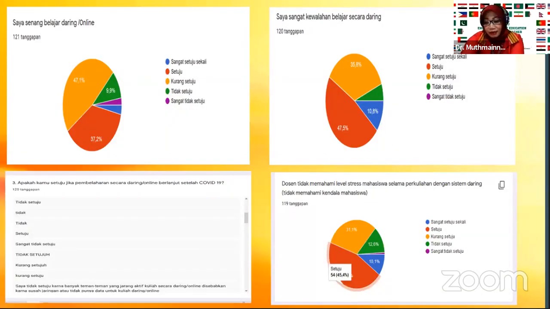This is the data from the preliminary research. I found that most of the students don't enjoy learning and teaching during online or synchronous strategy, and they are very stressed. Most of them also cannot join the learning and teaching process in the classroom.